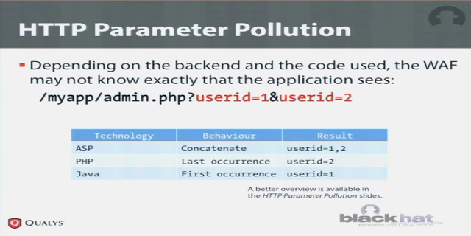The second thing that's quite useful is HTTP parameter pollution. This is where you can supply multiple occurrences of the same parameter, but then the backend will modify it. So the WAF does not know what is the actual parameter value that's being used, and this is quite difficult to detect.